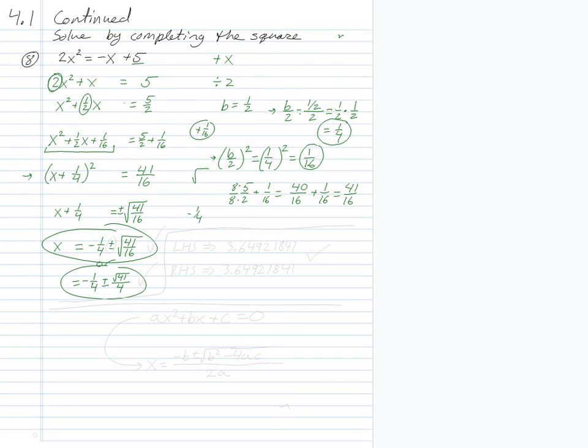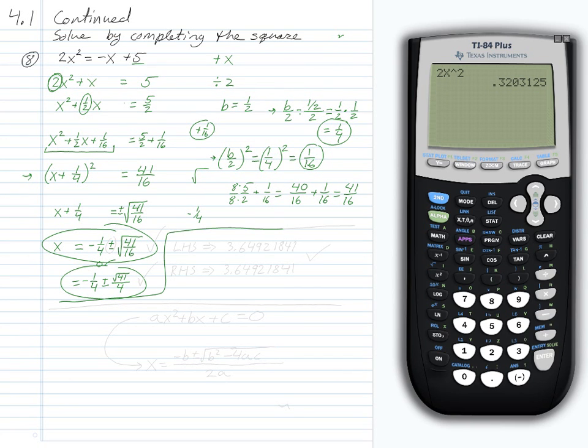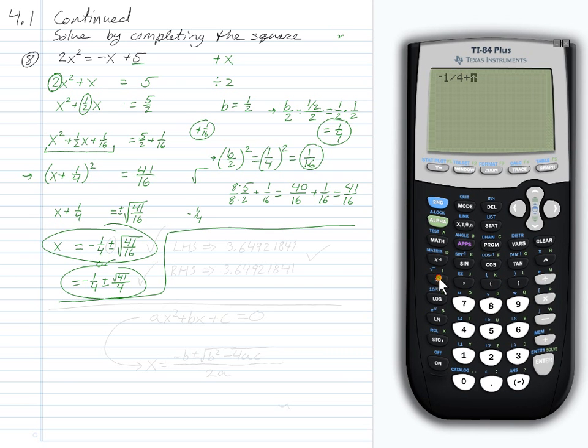So let me check that one back in the calculator. Type in the thing that we ended up with, negative 1/4 plus the square root of 41 over 4. And I'll store that as my x value.